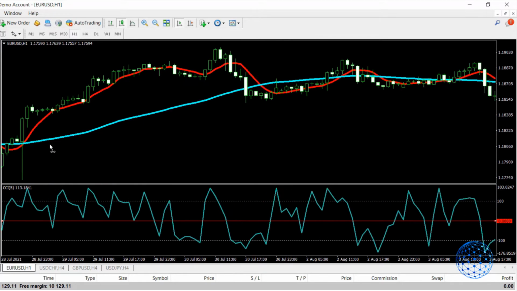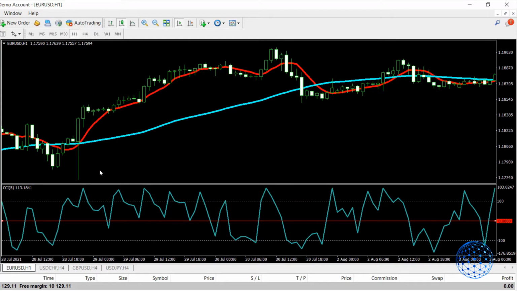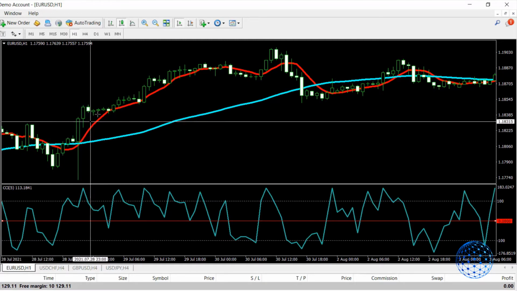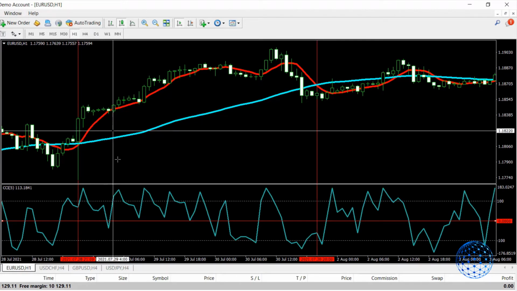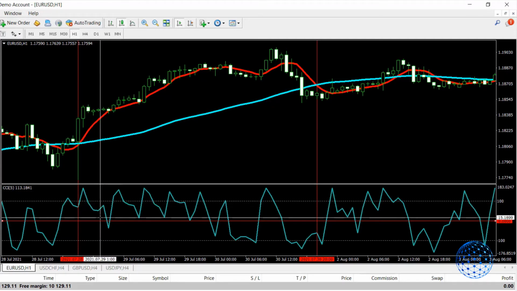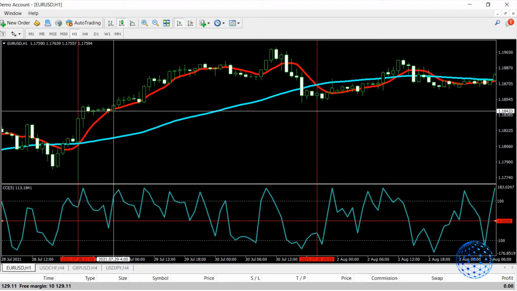Now if I move the chart a little bit earlier, you will see how nicely it works when we have the fast moving average above the slow moving average. So in this period of time, from this point up until that point, we have the confirmation to buy, and the first signal comes right over here at about 118.42.